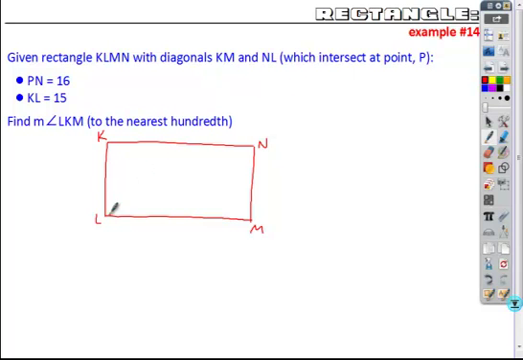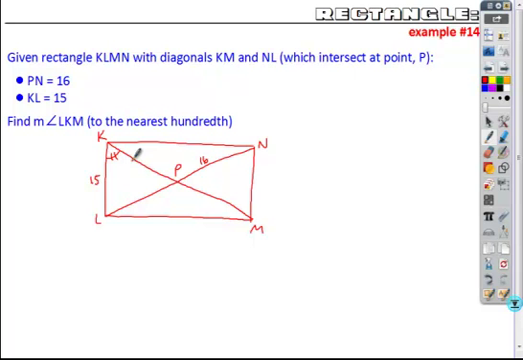Okay, and then it says when you draw in your diagonals, the diagonals are going to intersect at point P. And so you get the diagram yourself, and you might have to create that. If you then label what you have, PN is 16 and KL is 15. And it's asking you to identify the measure of angle LKM. So here is the angle that you're trying to find.